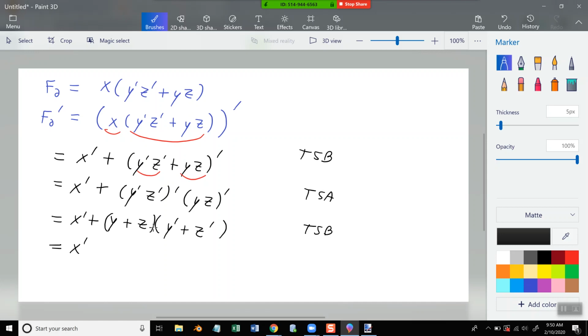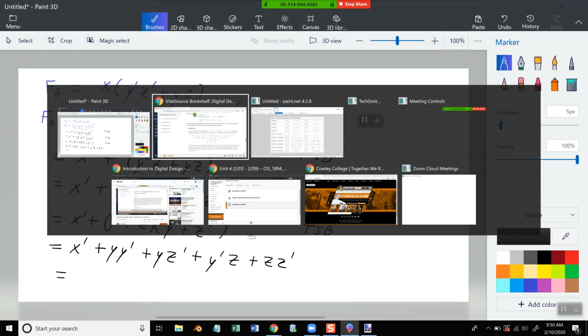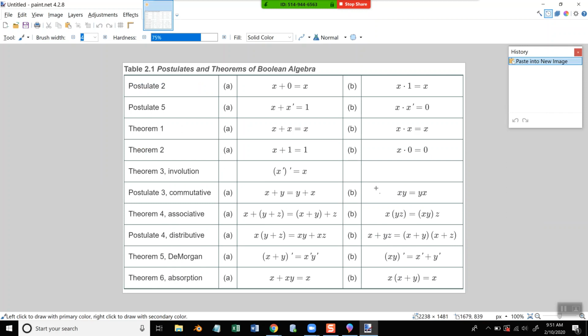Okay, so I got y, and I think it's multiplication, even though it's really an and. Y prime, y z prime, z y prime, and I'll put in right order, y prime z. Commutative property allows me to do that. Z prime. Now the y prime, I think there was something that helped us there. Right here, postulate 5b. X and not x gives you 0.